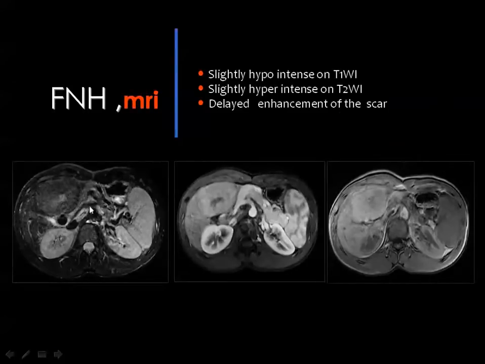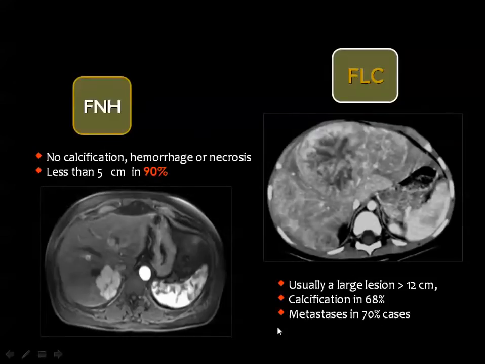Then focal nodular hyperplasia by MRI will appear of intermediate signal in the T1 and T2 weighted images, and it will show enhancement, and the scar will show enhancement in the delayed phase. Then this is the difference between focal nodular hyperplasia and fibrolamellar hepatocellular carcinoma. The focal nodular hyperplasia does not show calcification or hemorrhage or necrosis, and in 90% of the cases the tumor size is less than 5 centimeter in diameter.